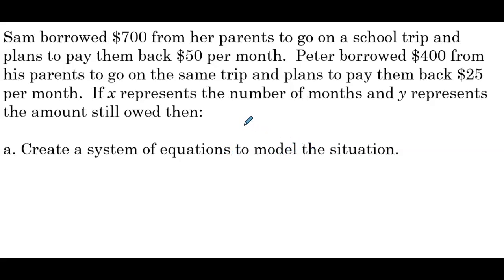So again, they've already helped us out. They've created the let statement. They've defined the variables. So that's one less thing we have to do. So now we have to create an equation for Sam and an equation for Peter. So Sam borrowed $700. So that's the fixed amount. That's how much she borrowed. And then she's paying them back at a rate of $50 per month.